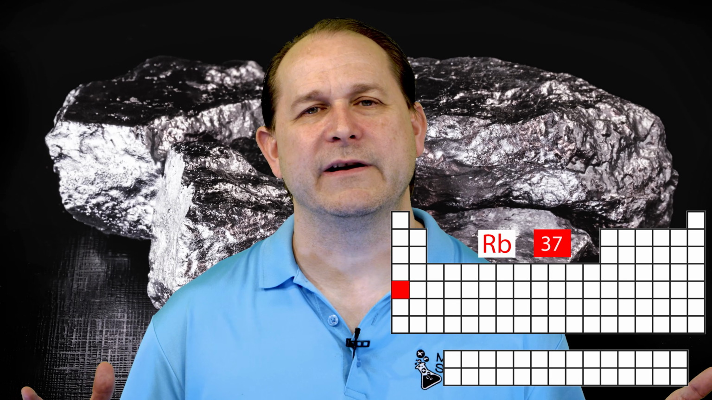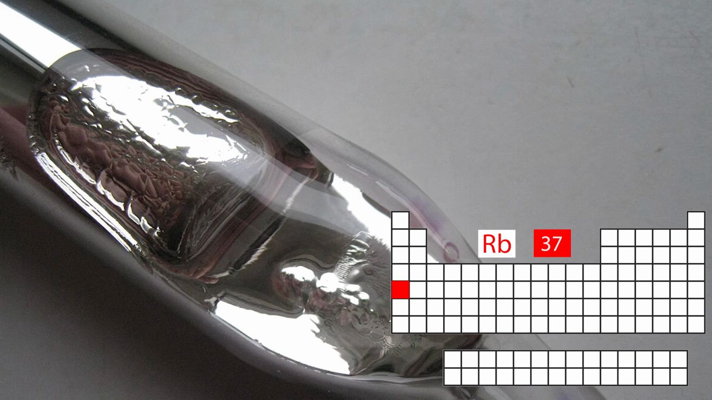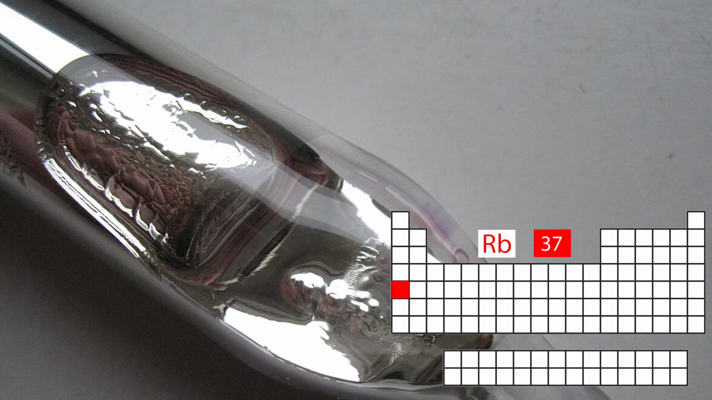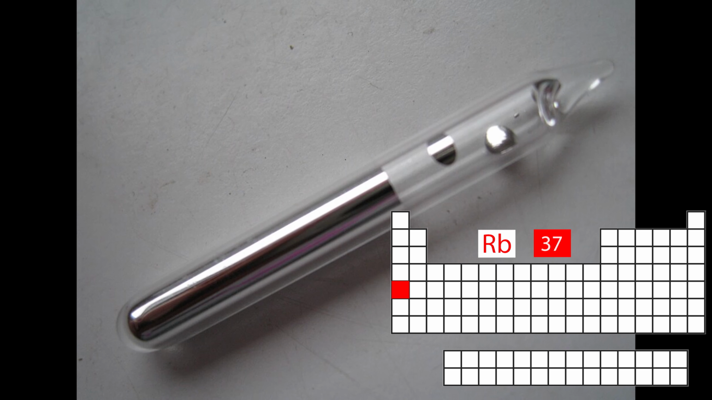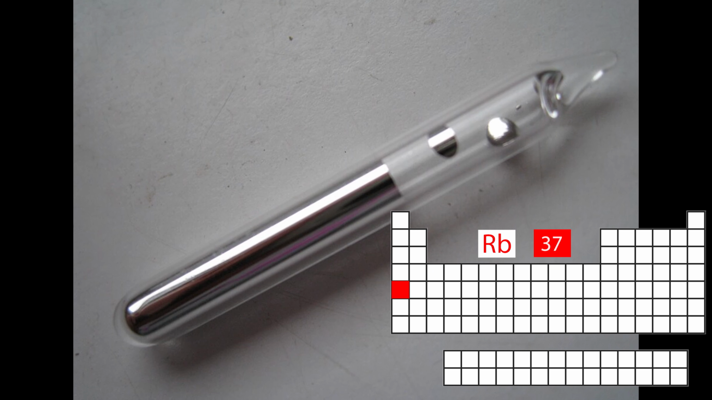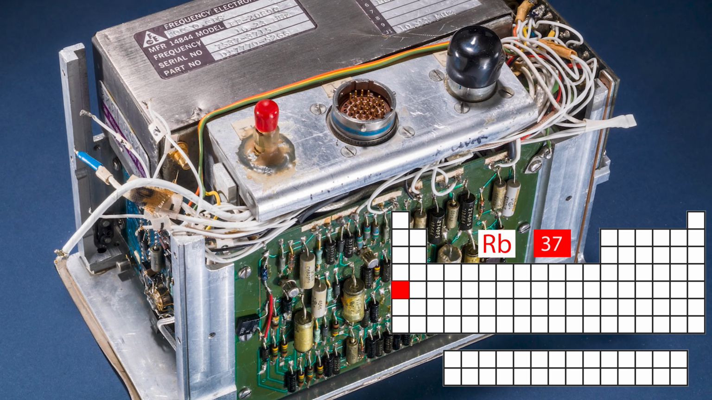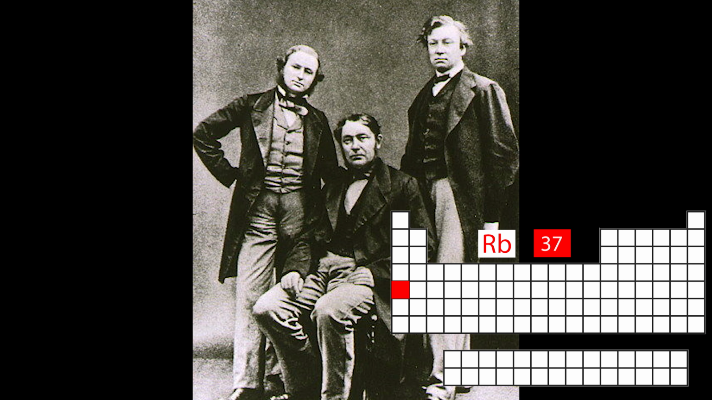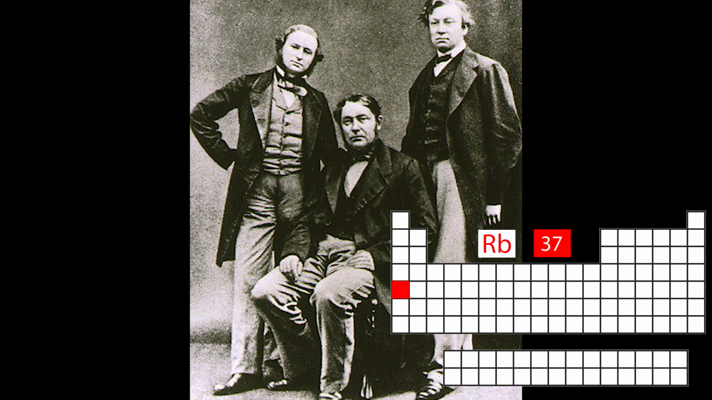Element number 37, it's called rubidium. It's so reactive that it can ignite spontaneously in air without any flame or anything else, just reacts and it can ignite spontaneously, and it actually literally explodes if you put it in water. Interesting fact is it's used in atomic clocks, and it gets its name from the Latin word for deep red due to its spectral lines.